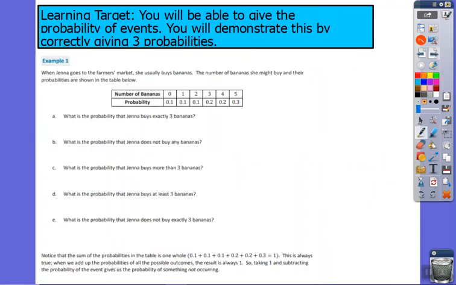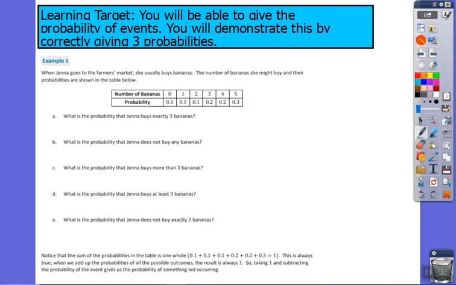When Jenna goes to the farmer's market, she usually buys bananas. The number of bananas she might buy and their probabilities are shown in this table below. So this first row here shows us how many bananas. Please notice that it goes from 0 to 5. And then the bottom row is the probability of that happening. And it's 0.1, 0.2, and 0.3 as our possibilities.